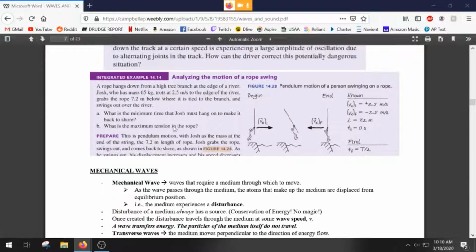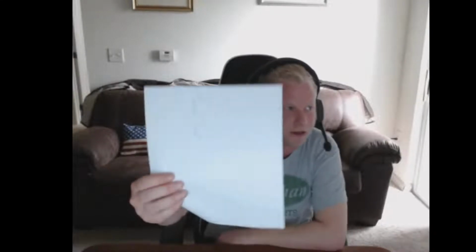Now, they want us to find the maximum tension in the rope. Well, where's the maximum tension in the rope going to be? Well, it's going to be when tension is pulling upwards the most. At that point, it's going to be your equilibrium position, right? If we look at a free body diagram of this scenario, you've got Josh, you've got the force of tension upwards, you've got his weight downwards, right?